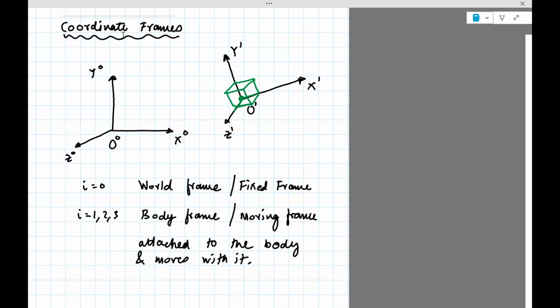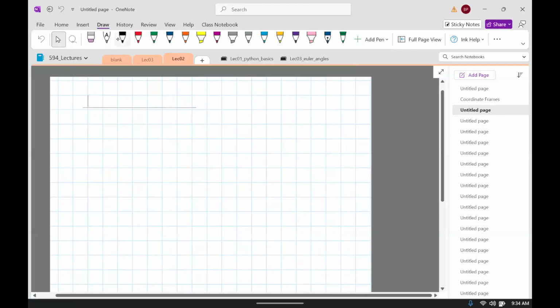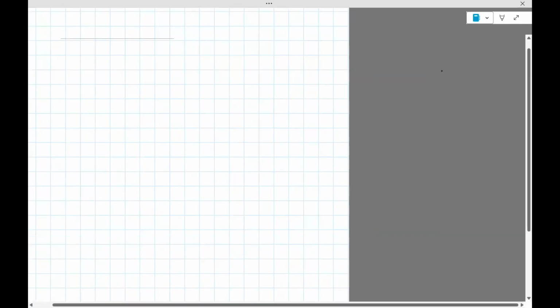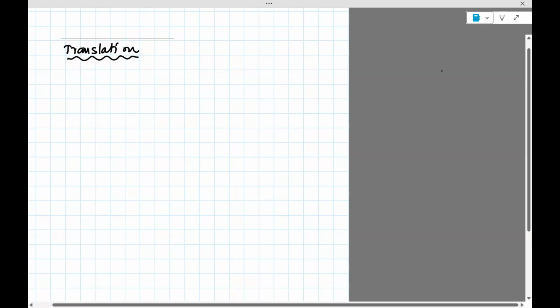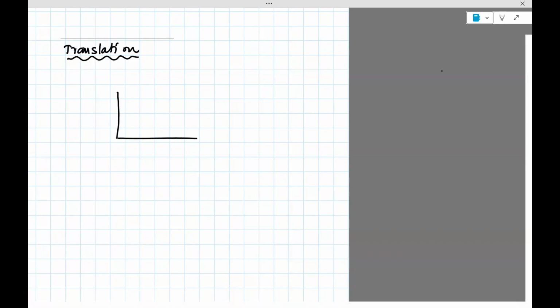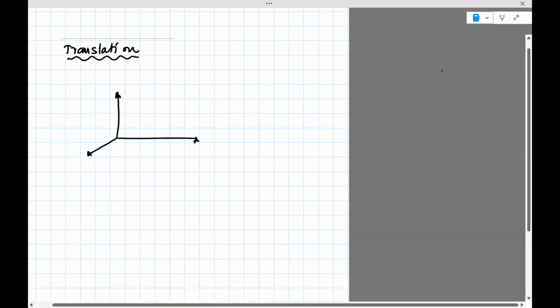Now with that, let's get into how we describe movement, which is essentially 2 things. One is translation, and another one is rotation. Translation is basically when a body moves without undergoing any sort of rotation, right? So it's just movement in the X, Y, Z direction.